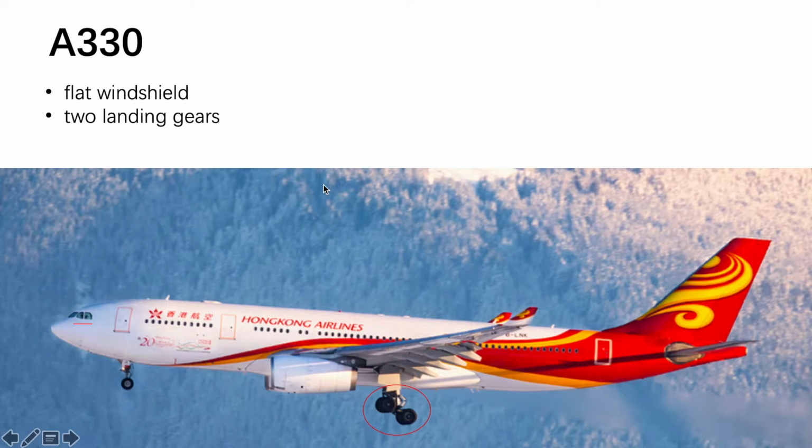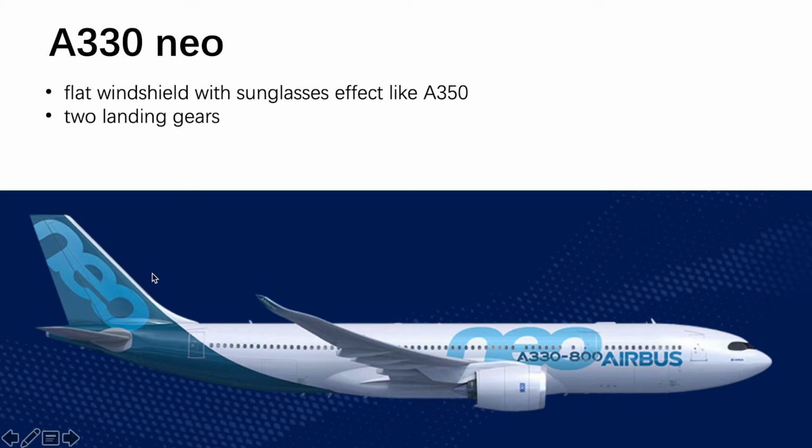For A330, it's a double aisle, bigger airplane. It has two pairs of landing gears. Flat windshield, if you see this, it is A330. In recent years, Airbus just introduced a new version of A330, the A330neo. The general shape of the fuselage doesn't change, but the windshield you can see is a sunglasses windshield similar to A350. So if you see this type of aircraft, it's still A330.